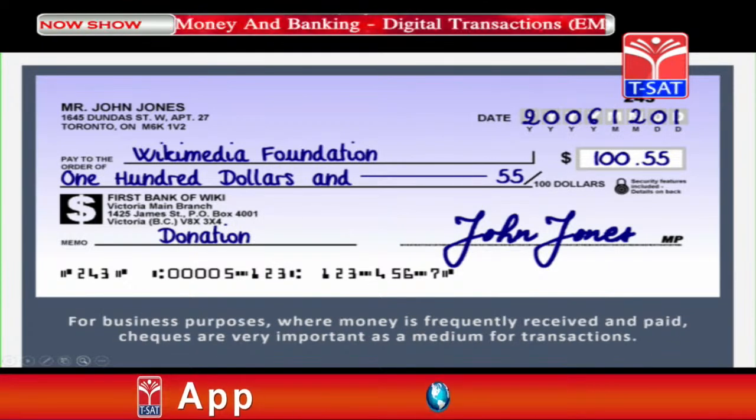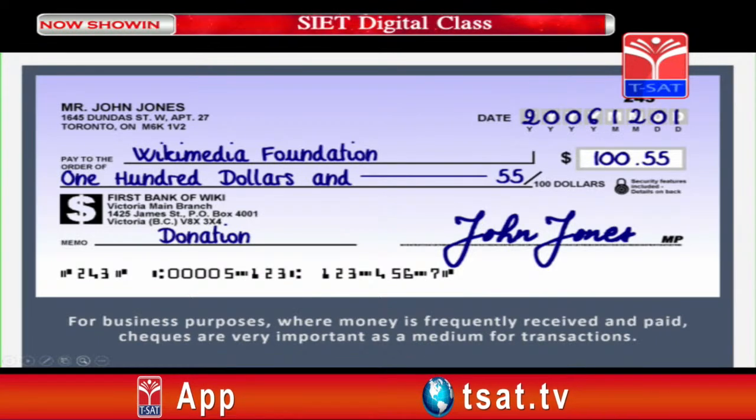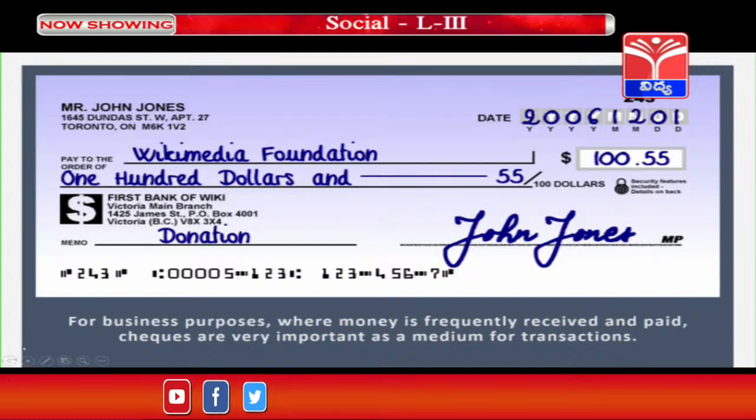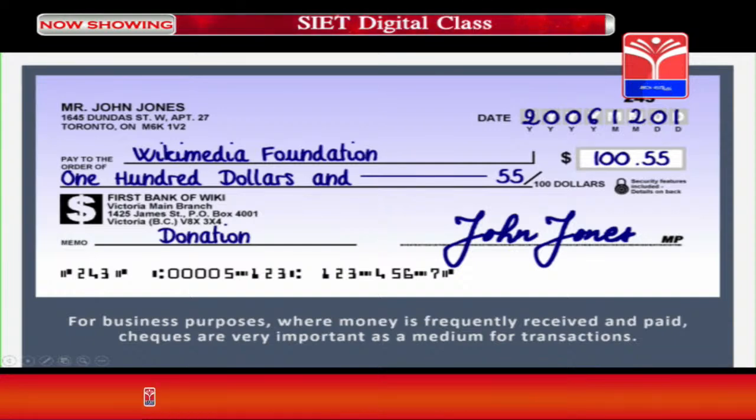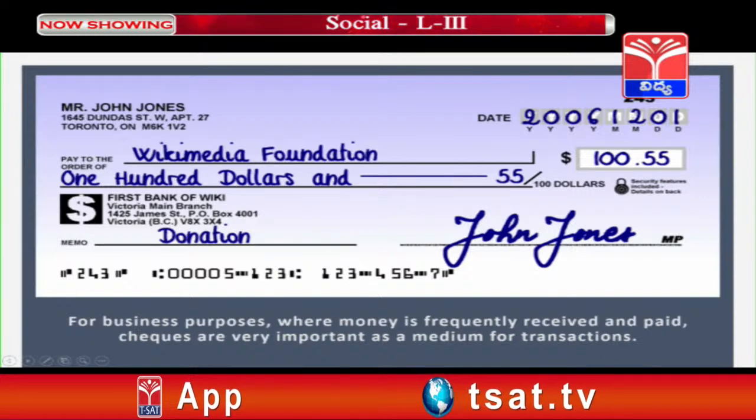And for business purposes where money is frequently received and paid, checks are very important as a medium for transactions. So children, these are some of the advantages of the check. Because of this check, you don't have to carry the cash. But at the same time, children, we have to follow some precautions while using this check.